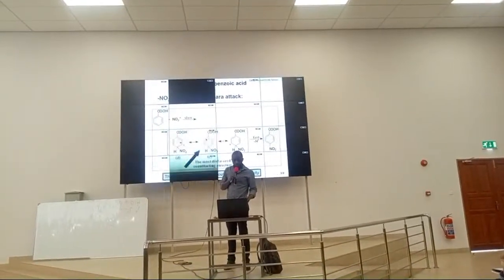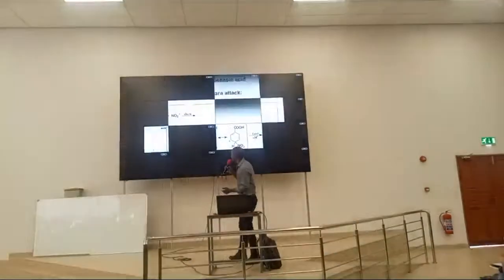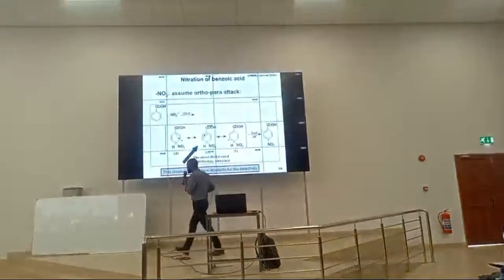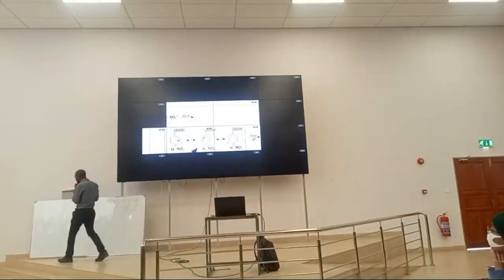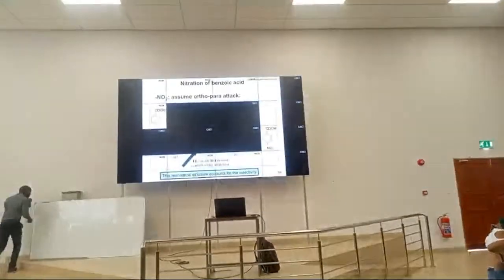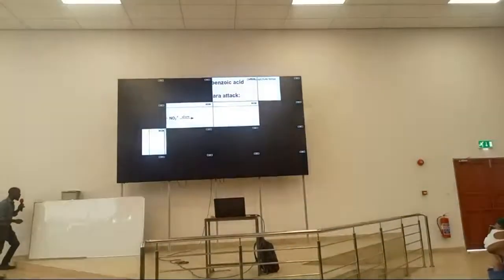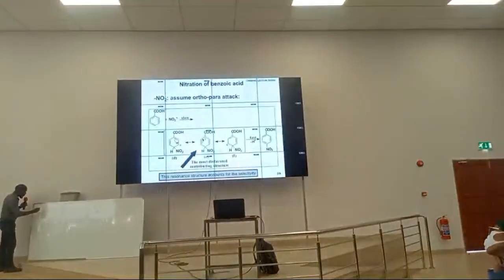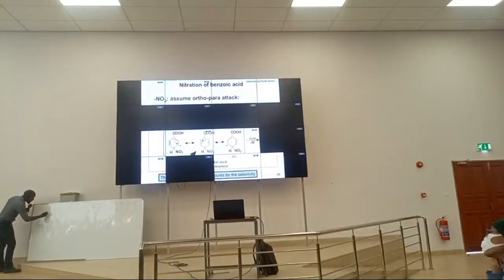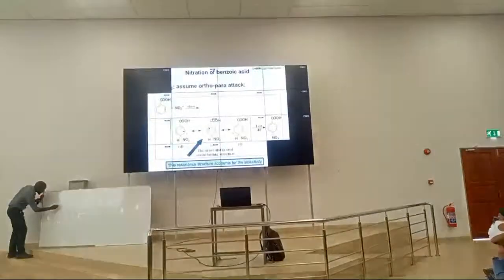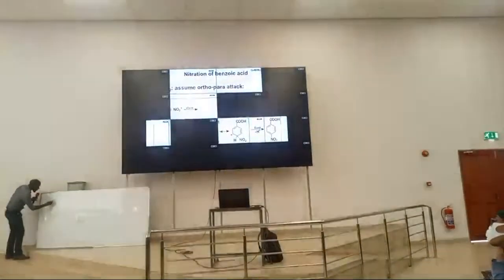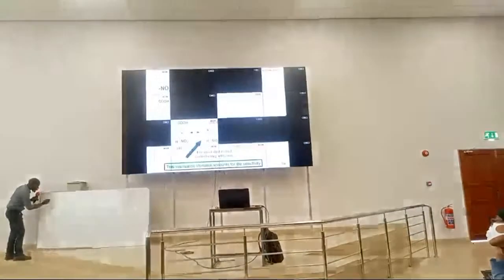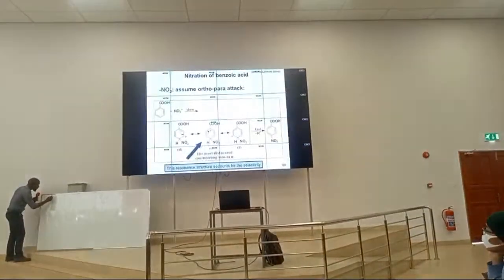Okay, so even for the nitro, I've not shown the nitro, but if the nitro is present, let me just try to show it in an explicit way here. I've not shown the nitro. Supposing we have a benzene ring that has, instead of carboxyl, it has nitro.